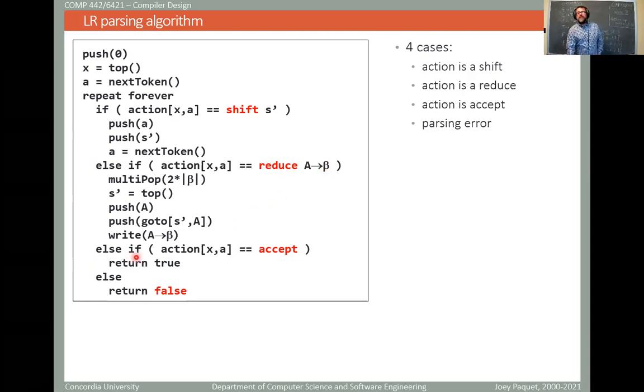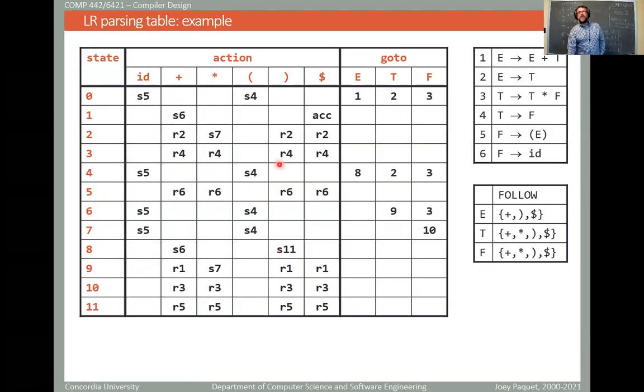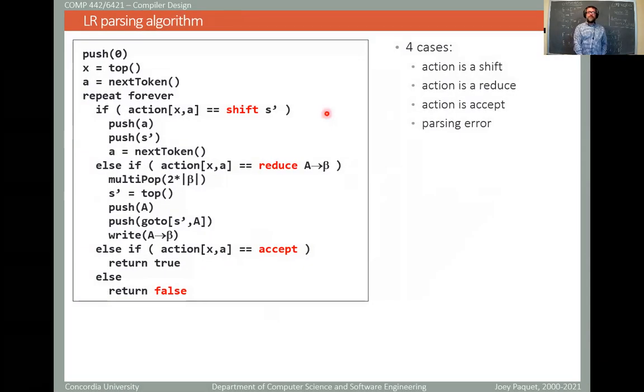Then the only other thing that can happen is that you see accept in the table. Accept means that you have successfully parsed the program. There should be only one accept in your table. In this case, it's from state 1. So if you're in state 1 and you see the end of the program, this is the accept action. If you peek in the table and you see accept, you basically return true. Okay. So this is how this algorithm works.